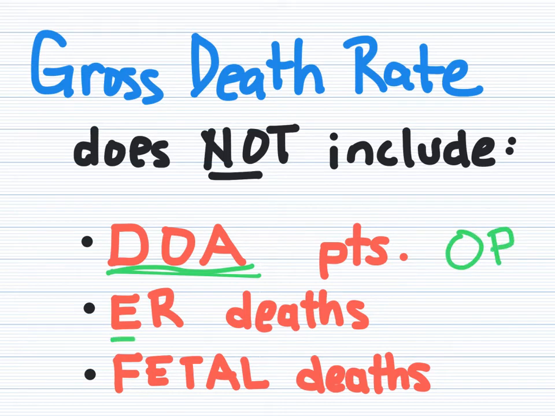The same with ER deaths. Patients who were brought to the emergency room and passed away in the emergency room also were not admitted to the hospital, not inpatients, they're also outpatients. And fetal deaths, another term for stillborns. This is the death of a fetus before birth, still in the womb. And this also is not used in the gross death rate calculation.